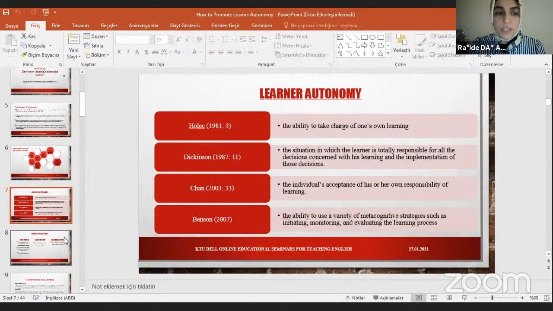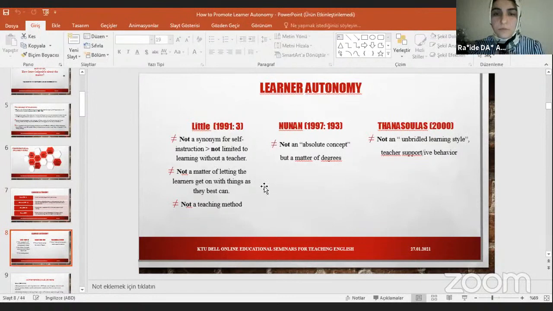Here, another thing is also important. While trying to understand learner autonomy, you should also conceptualize it by depending on what is not learner autonomy. When you have a look at the literature, you have a considerable number of studies, papers, books and many things. So it's important to create a distinction between what is and what is not.